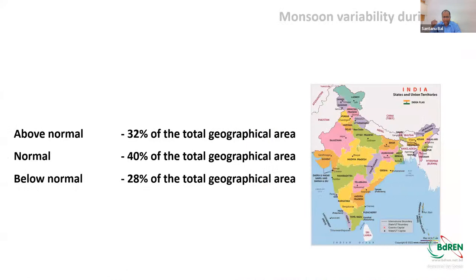And this year, we can see that in India, around 32% of the area was under normal monsoon, around 40% above normal, and 28% of the area, just in general, experienced a below normal type of monsoon.